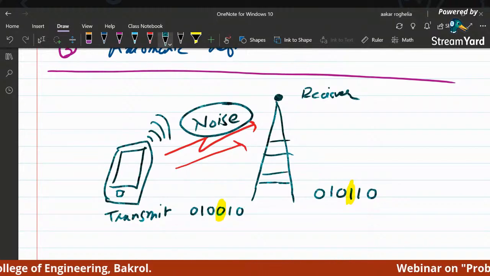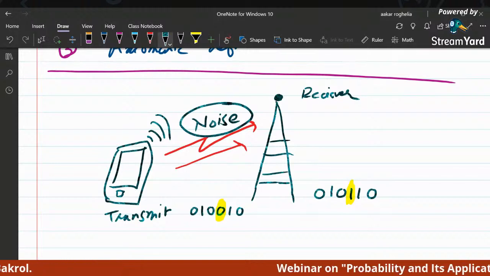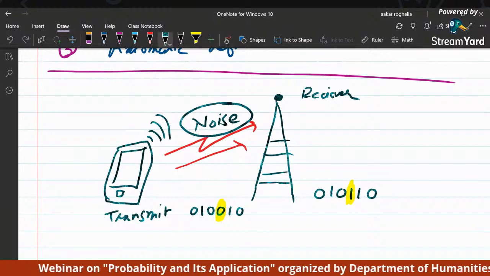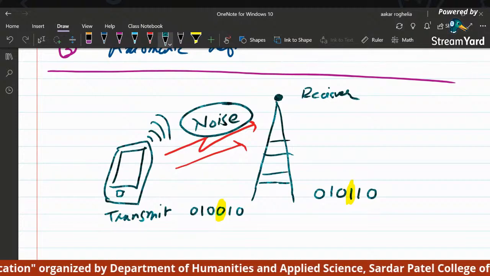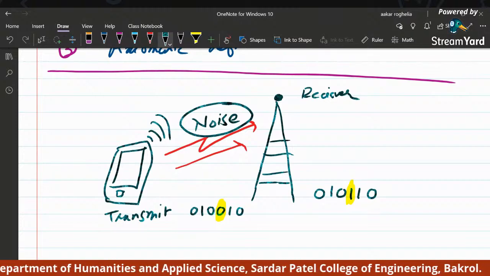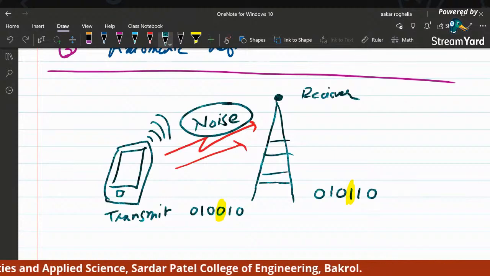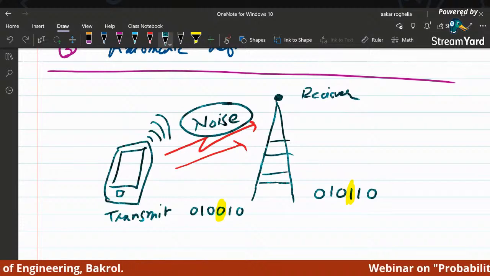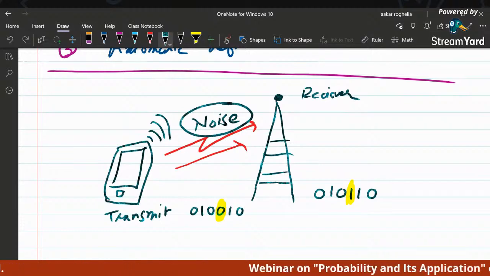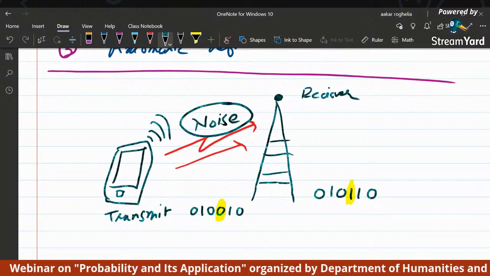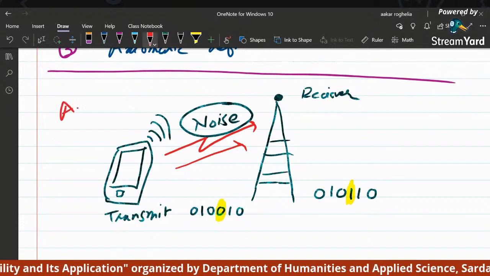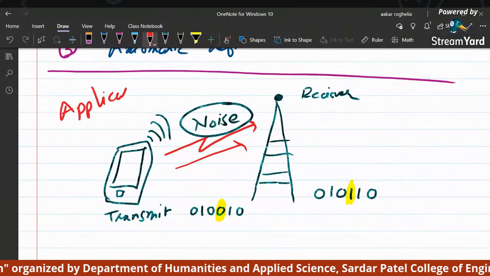In this case, it is the fourth digit which doesn't go in a proper way, but it is not always like that. Sometimes the first digit will not go proper, sometimes the third digit will not. But then also we want that the whole message is transmitted correctly or with a particular precision. We are saying that by this way, if you send, we will get 95% correct results. So how do we predict that? How do we do it? This is one of the applications of the probability.